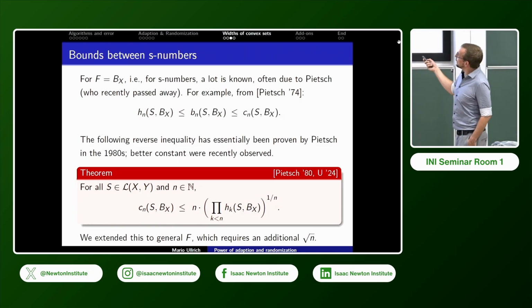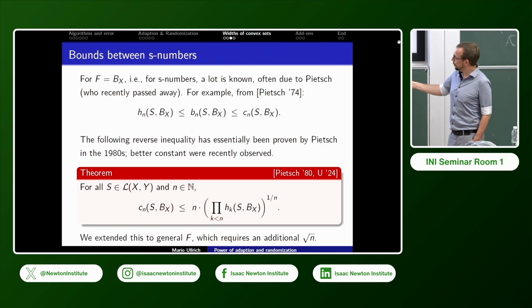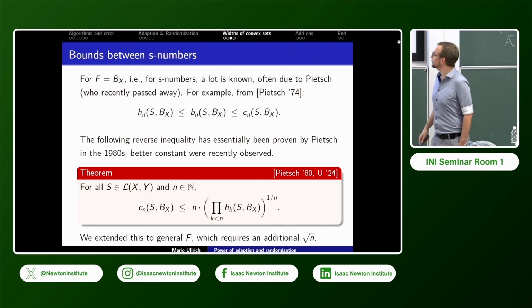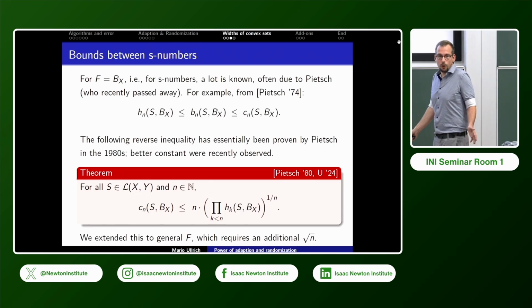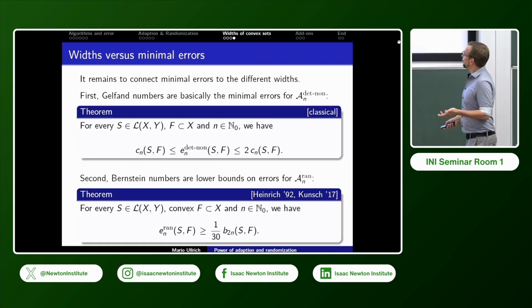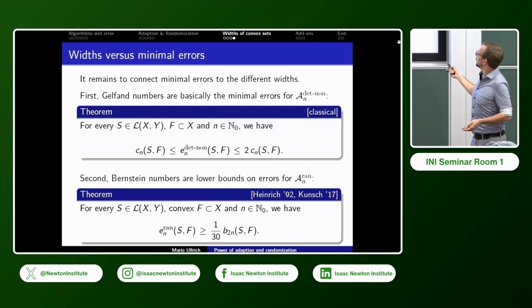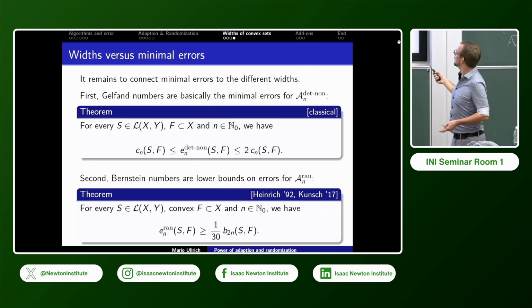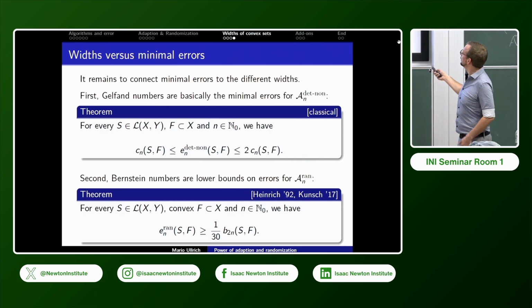Okay, and what we did in our paper, we extended that, so they extended the unit ball to general F, and for this we required an additional square root of n and some constant. Okay, that's already the heart of our proof. You might see from our main theorem this was already close. What is missing? It's still missing that we connect these widths and s-numbers to algorithms, right? And the first result is well known, and it's classical. I was not even looking for a reference. There are many books on that. You can find it.